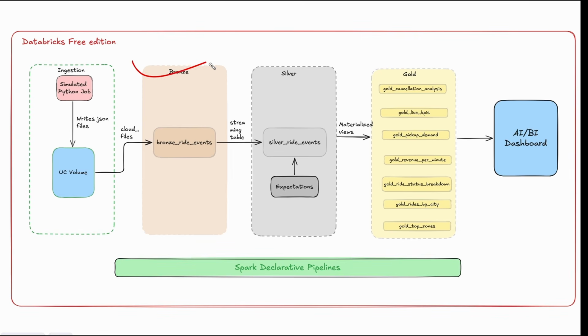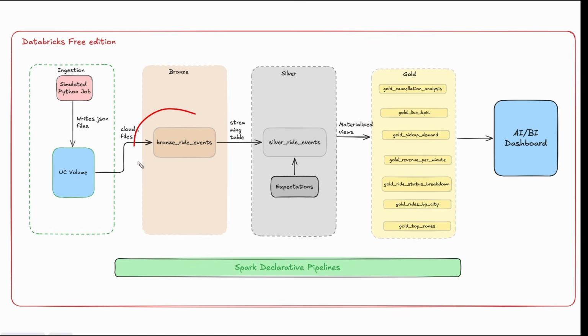Then we'll have different stages: bronze, silver, gold. In bronze, we'll be using Auto Loader with cloud files to load the data from the UC volume into a bronze write event table. This will be a streaming table, and for whatever transformations we do, we'll be using Spark declarative pipelines. I know that some people have a love and hate relationship with Spark declarative pipelines, but I can promise you, once you complete this video, you'll love Spark declarative pipelines, and you'll stop writing vanilla Spark. You will just use Spark declarative pipelines. That I can promise you.